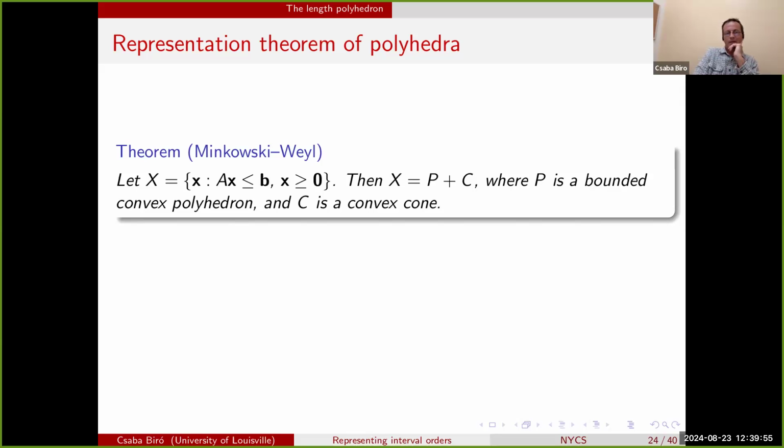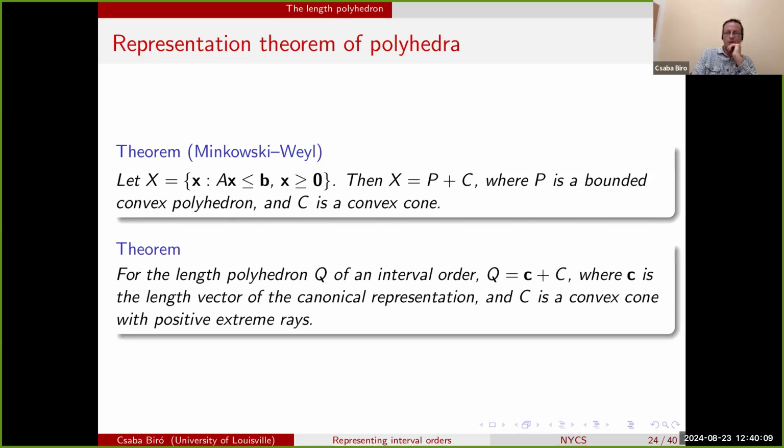Then this convex polyhedron can always be written as a sum of two other sets, where P is a bounded convex polyhedron and C is a convex cone. So in our case, P is trivial. For the length polyhedron, P consists of a single vector, and that single vector is the length vector of that canonical representation.